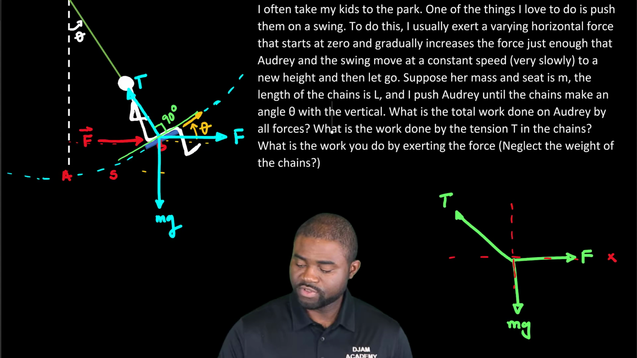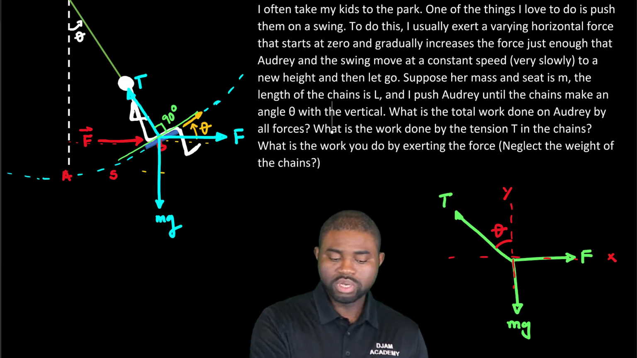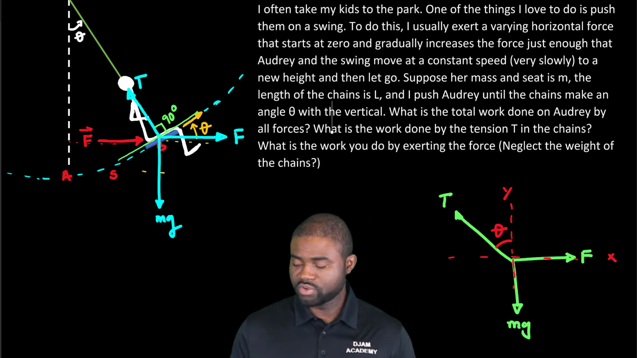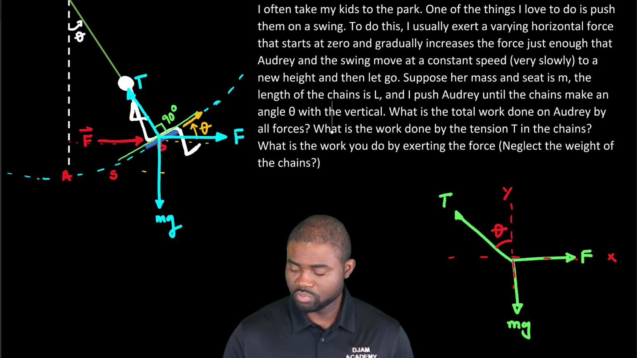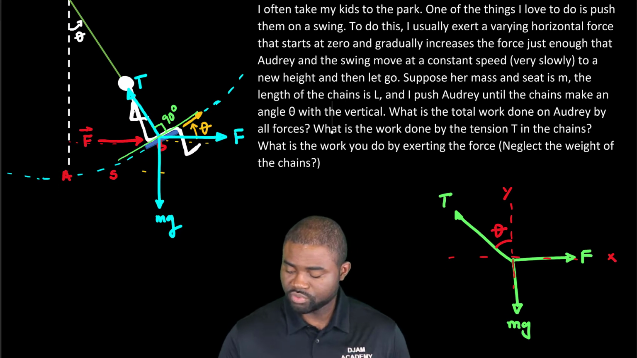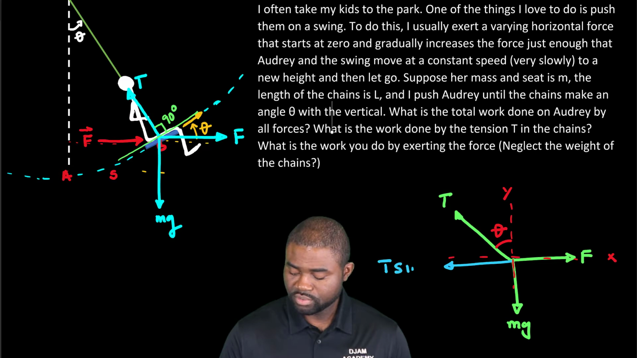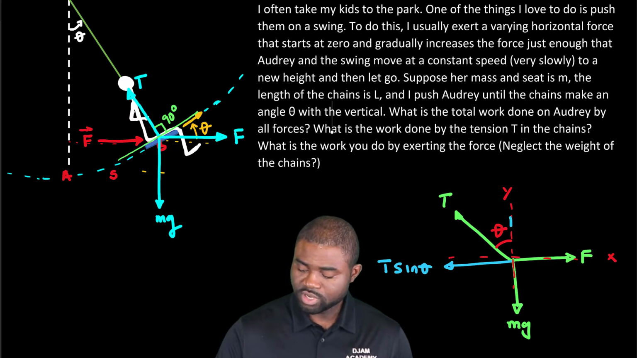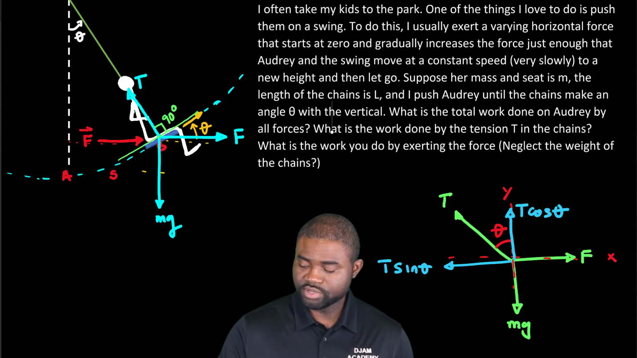This is my x-axis and this is my y-axis. This angle right here is theta. One thing that you can see is we can resolve the tension acting on the chain into two components. You will have the horizontal component, this is T sine theta. You have the vertical component, this is T cosine of theta.